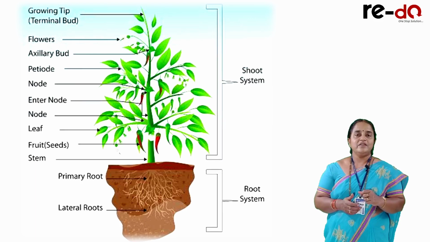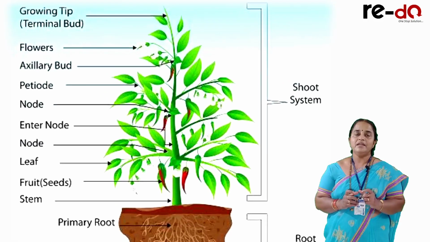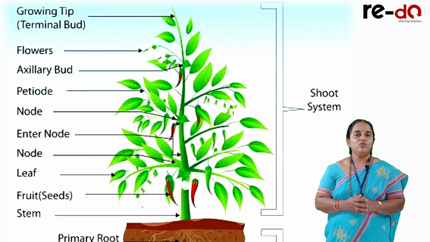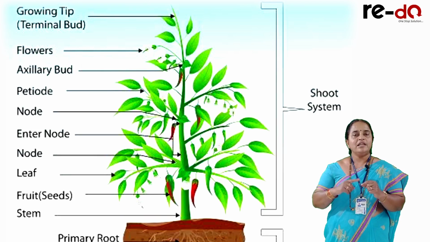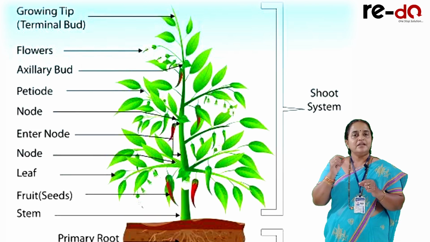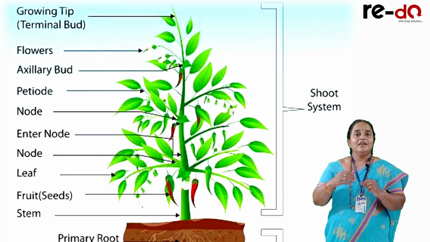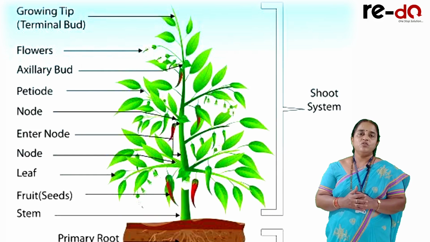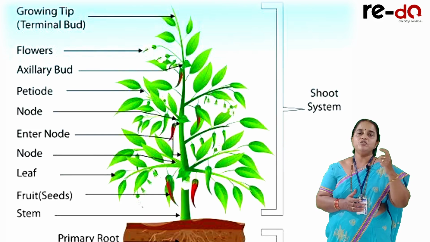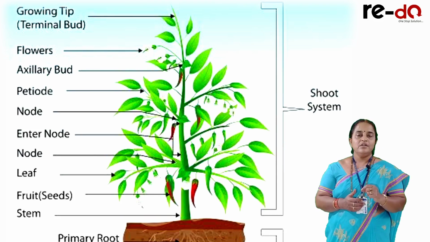In the shoot system, the main axis, the stem, bears junctions called nodes. It is a region from where the leaf develops or the lateral branch develops, the region where the bud develops which blooms into a flower, and after reproduction the fruit develops here. The distance between adjacent nodes, or the distance between two nodes, is called the internode. So the shoot system bears nodes and internodes.